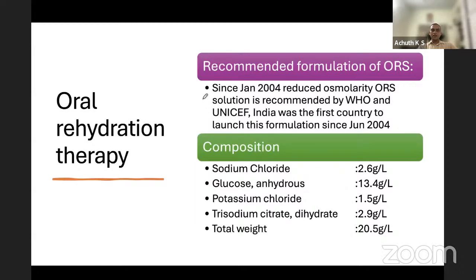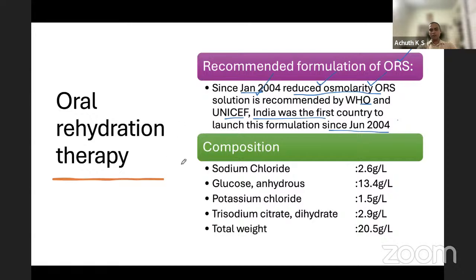Oral rehydration therapy is usually done by ORS, that is oral rehydration salts. And we have something called reduced osmolarity ORS, which was launched in January 2004, and India started using it since June 2004, and India was the first country. And who recommended this reduced osmolarity ORS? That is WHO and UNICEF. Remember, it is reduced osmolarity ORS recommended by WHO and UNICEF. And when did they start using it?